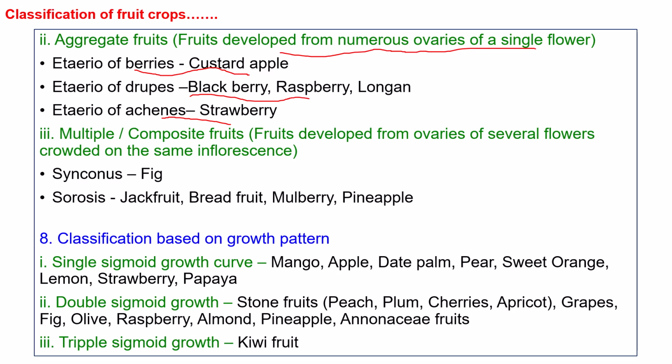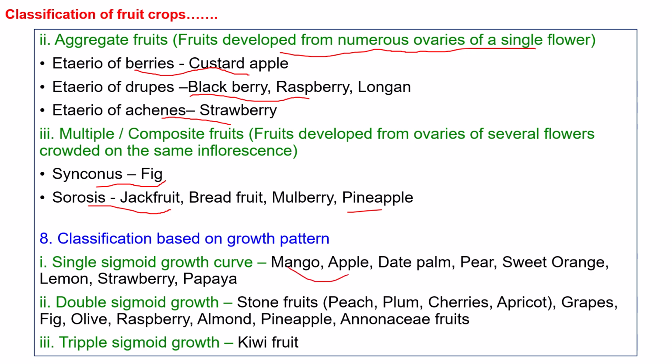So an example is Syconus, that is fig. Then Sorosis, examples in the Moraceae family fruit crops like breadfruit, jackfruit, etc. And then pineapple. The next classification is based on growth pattern, single sigmoid growth curve.